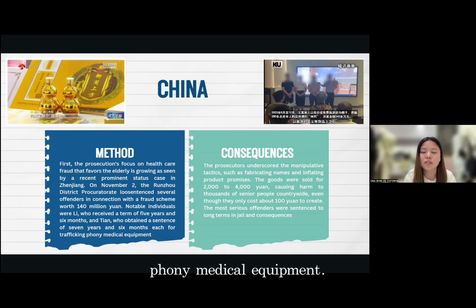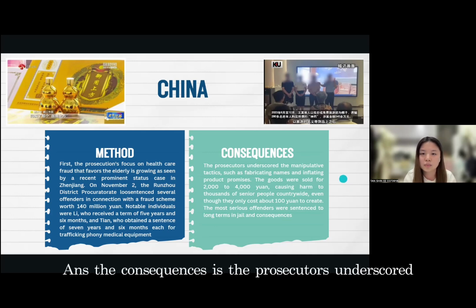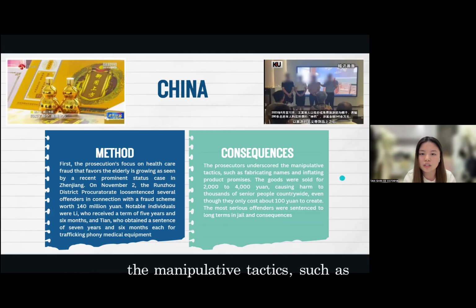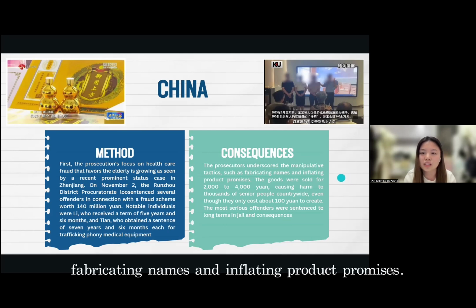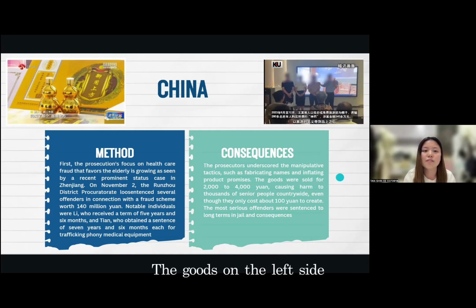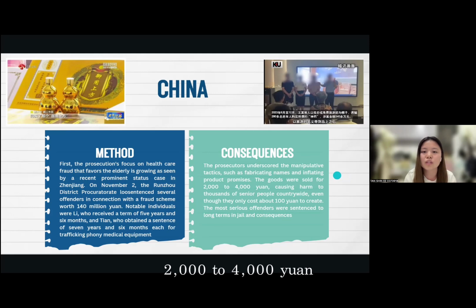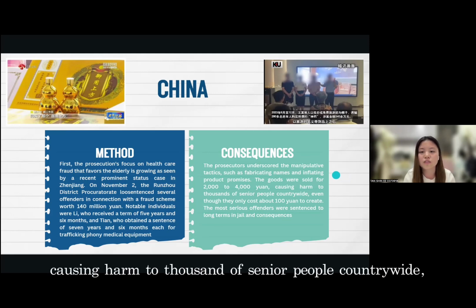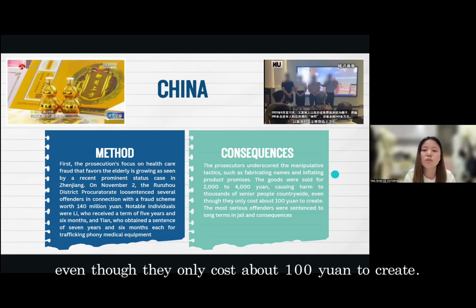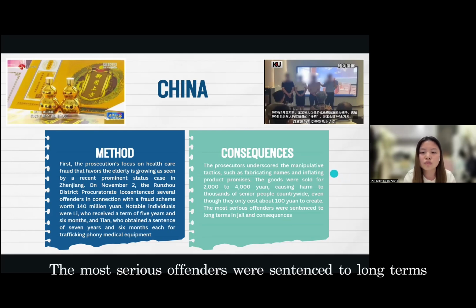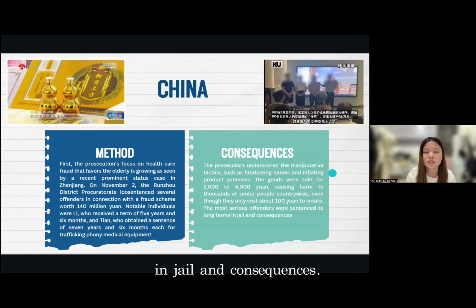phony medical equipment. As for the consequences, prosecutors underscored the manipulative tactics, such as fabricating names and inflating product promises. The goods, called imperial above, were sold for 2,000 to 4,000 yuan, causing harm to thousands of senior people countrywide, even though they only cost about 100 yuan to create. The most serious offenders were sentenced to long jail terms.